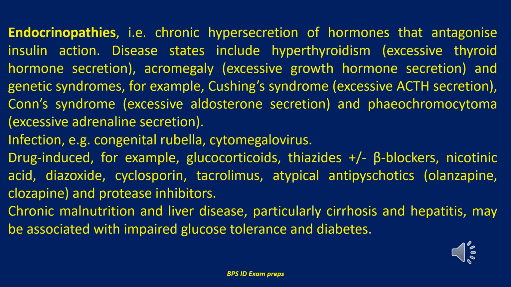Infection, e.g. congenital rubella, cytomegalovirus, can also lead to secondary diabetes. Drug-induced, for example, glucocorticoids, thiazides plus-minus beta blockers, nicotinic acid, diazoxide, cyclosporin, tacrolimus, atypical antipsychotics like olanzapine, clozapine, and protease inhibitors. Chronic malnutrition and liver disease, particularly cirrhosis and hepatitis, may be associated with impaired glucose tolerance and diabetes.